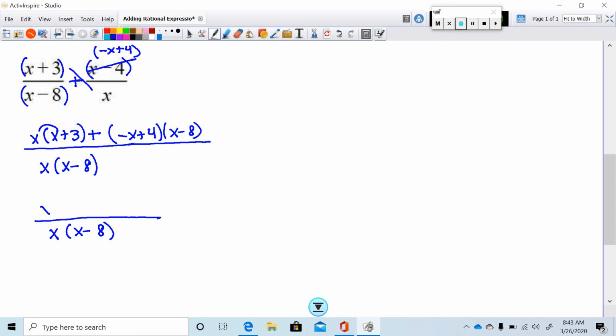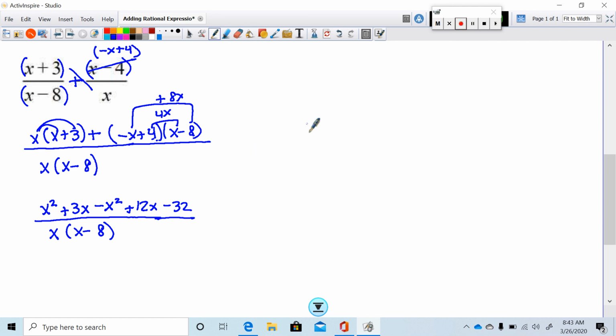Okay, x times x is x squared. X times 3 is 3x. Now this one you can't do that neat little shortcut that I showed you. Negative x times x is negative x squared. 4 times x is 4x. And negative x times negative 8 is a positive 8x. So when you add those together, you get positive 12x. And then multiply the last terms. 4 times negative 8 is a negative 32.